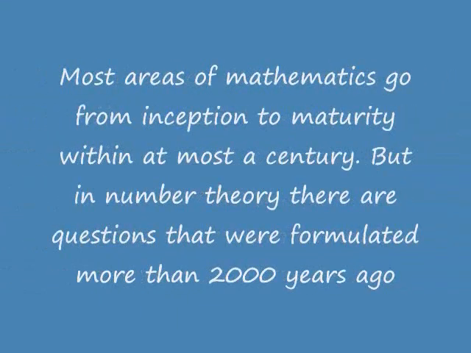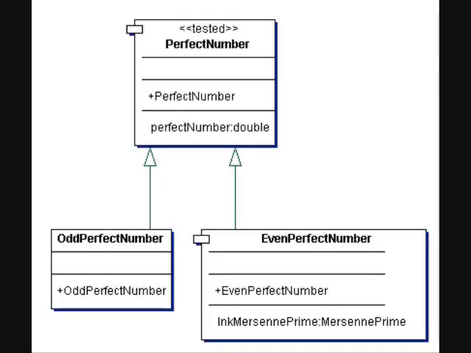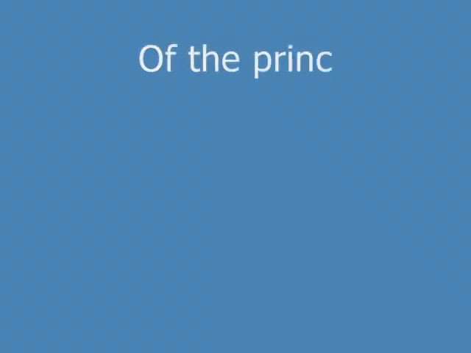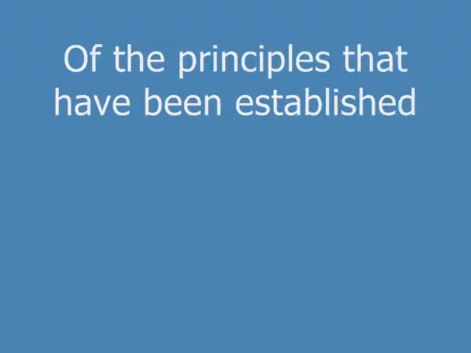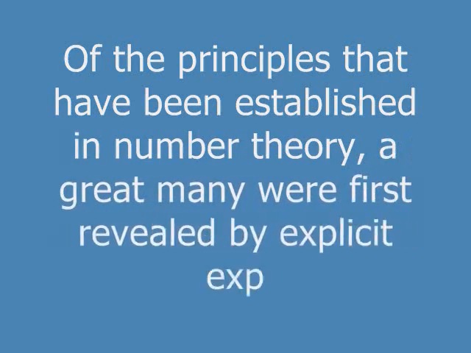Most areas of mathematics go from inception to maturity within at most a century. But in number theory, there are questions that were formulated more than 2,000 years ago, such as whether any odd perfect numbers exist, that have still not been answered. Of the principles that have been established in number theory, a great many were first revealed by explicit experiments.